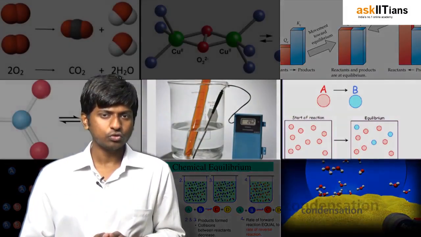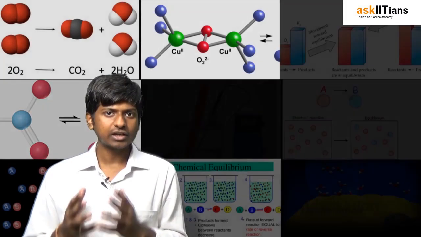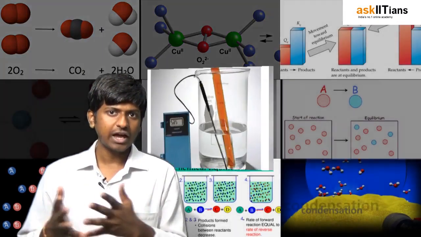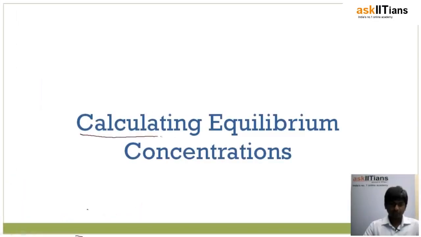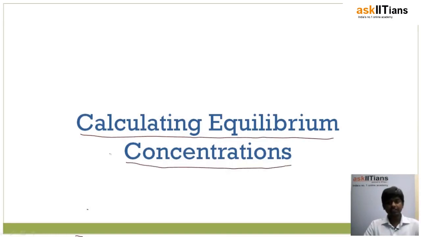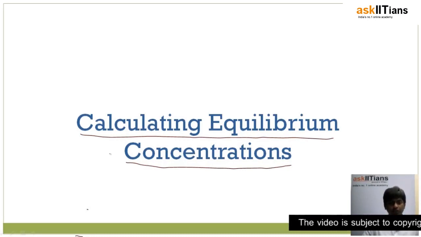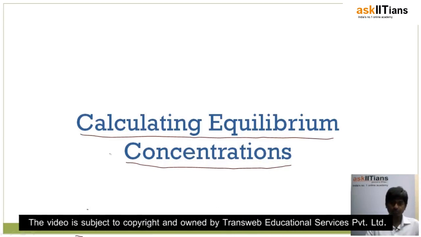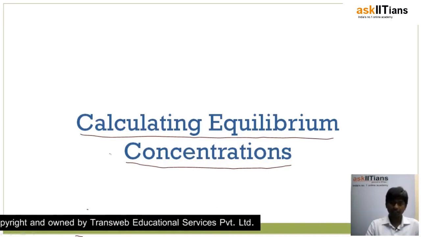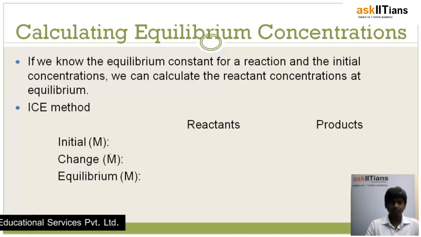In this topic we are going to learn how to calculate the concentration of a particular species at equilibrium at that temperature. Let's begin with calculating equilibrium concentration, that is, how to get the equilibrium concentration when you are given the initial concentration and the value of the equilibrium constant. How will you find the concentration of the reactant as well as the product at equilibrium?